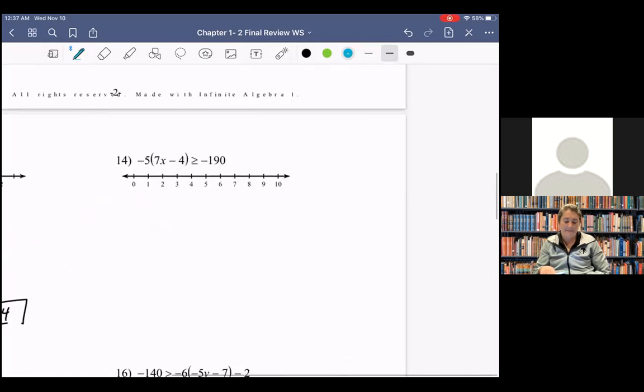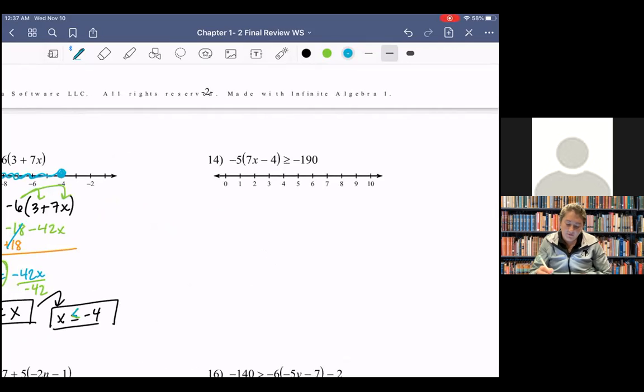Okay, we're almost there. Okay, number 14. So we have -5 in parentheses 7x minus 4 greater than or equal to -190. So I'm going to distribute my -5. -5 times 7x is -35x. -5 times -4 is +20, greater than or equal to -190.